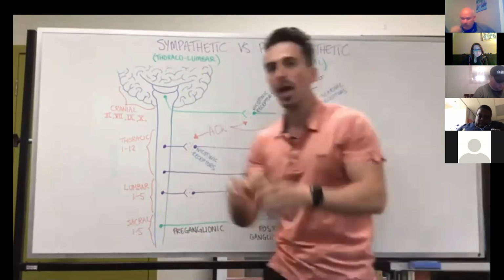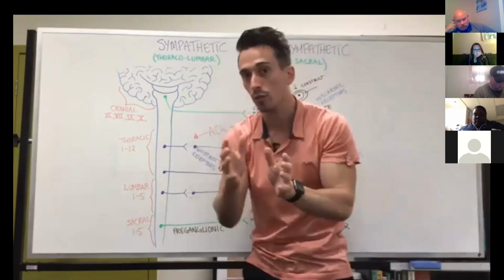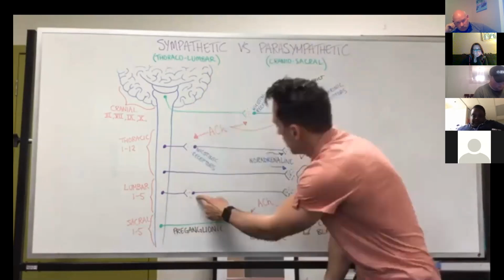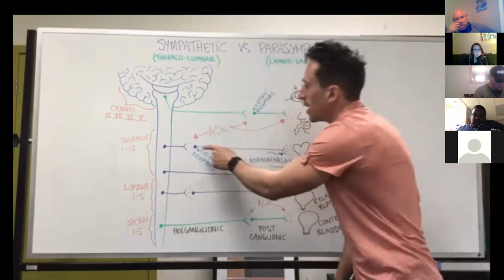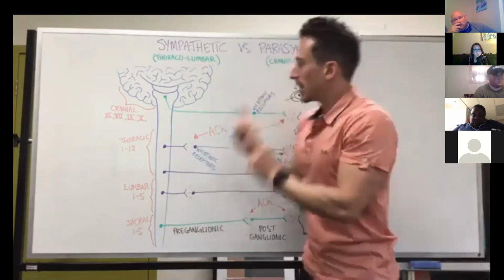A ganglion is a cell body that sits outside of the central nervous system. There it is. Therefore, this fiber is going to be termed the postganglionic neuron. All right. The other thing is this.